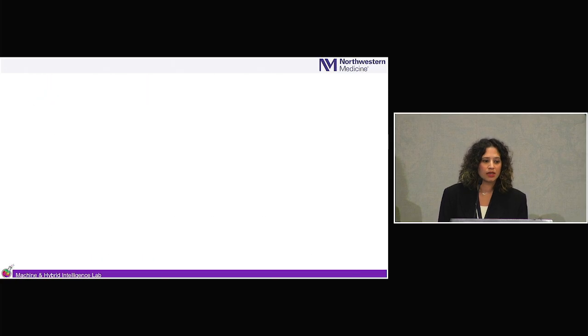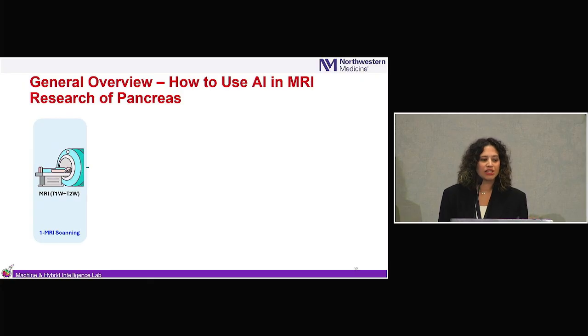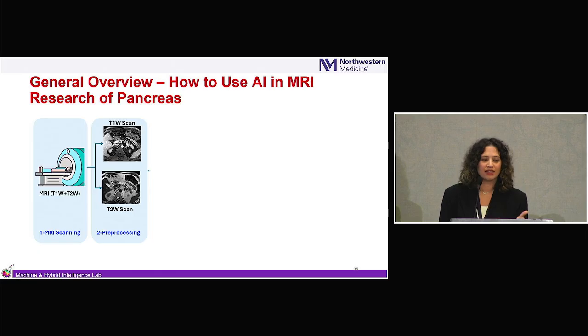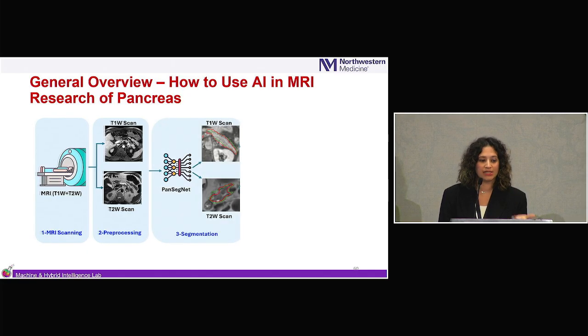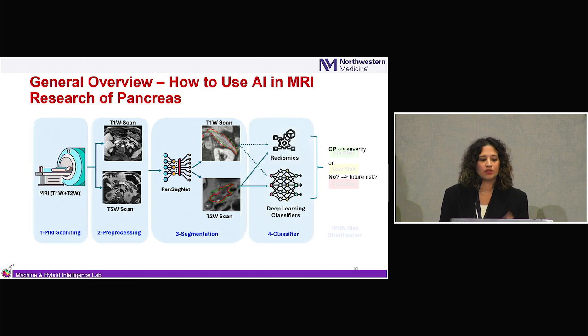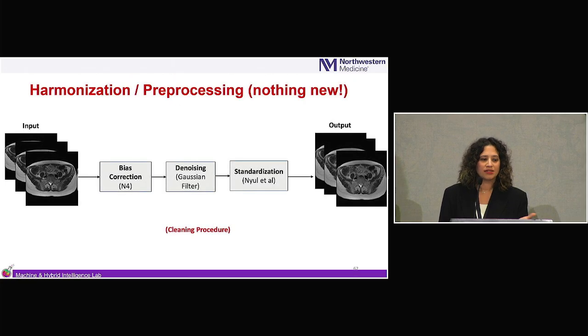We could hyper-tune our model based on the outcome, what we're going to see, and what our expectation is from the AI models. Let's think of a patient. The patient gets a scan, then we can narrow down to the T1-weighted and T2-weighted scans. Then we segment the pancreas with our algorithm, called PanSegNet, which I'm going to go into in detail. With those segmentations, we can fuse the models, radiomics and deep learning. Then we can give the chronic pancreatitis severity, or what's going to happen in the future, and the expected risk for these patients.